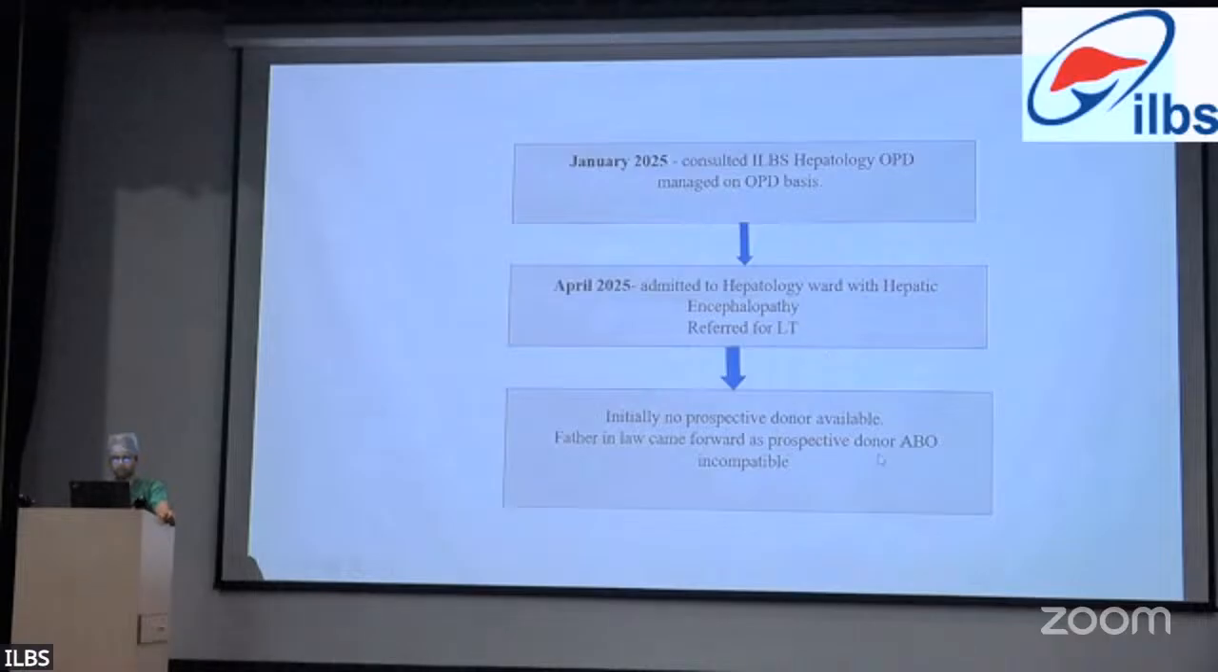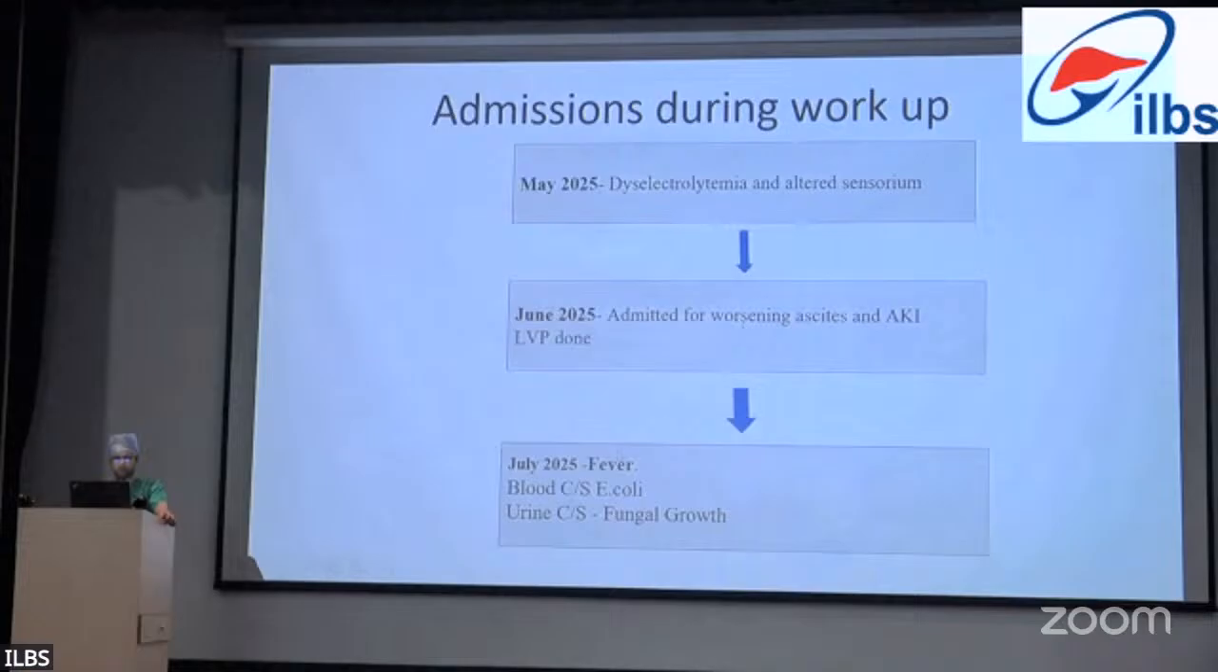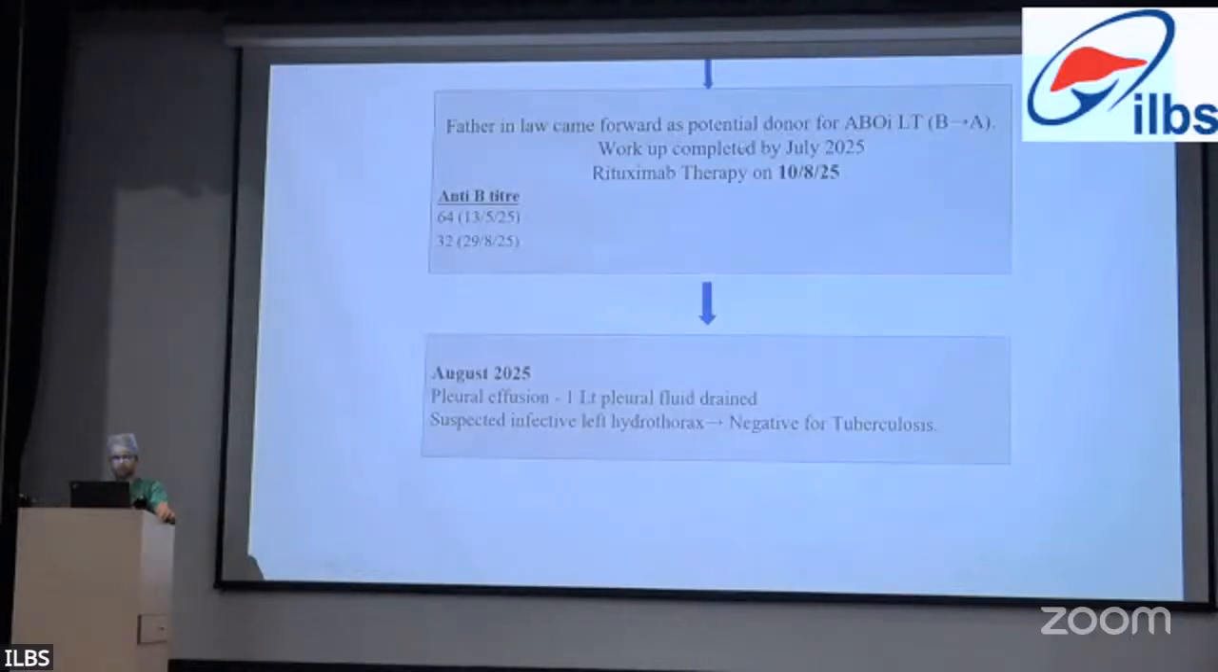Initially he had no prospective donor, and later on his father-in-law came as a donor. There were multiple hospital admissions before the donor could arrive, and the father-in-law was ABO incompatible. So we did rituximab therapy on 10th of August, and workup was completed in July 2025. In August, after rituximab, he had pleural effusion, which was suspected to be of infective etiology, but it was negative for tuberculosis.